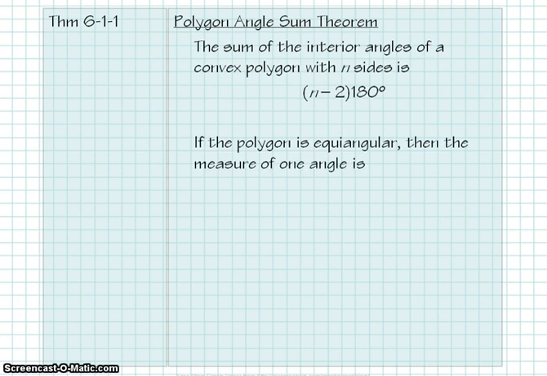Now, if my polygon is equiangular, so if all of the angles are the same, then I can find the measure of any one angle by taking the sum and dividing it by the number of sides that I have.